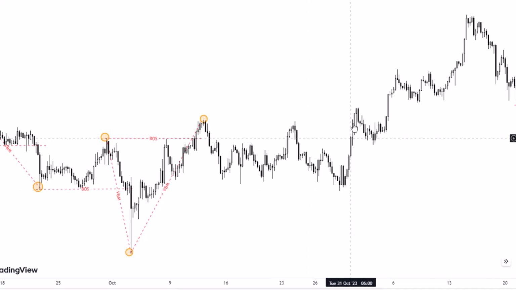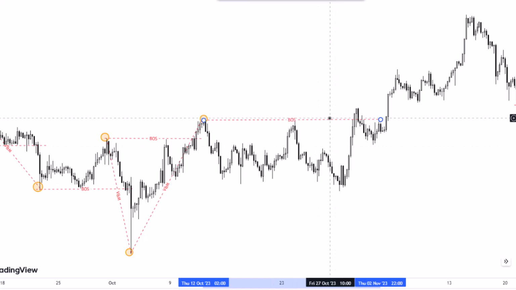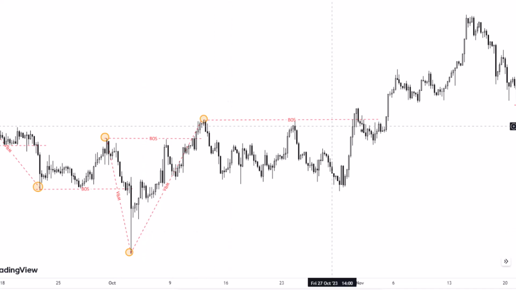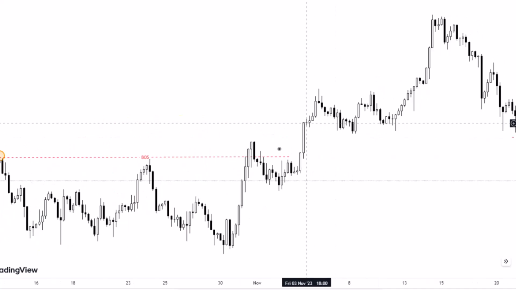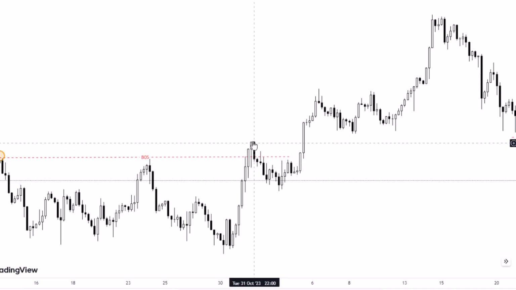Before it finally creates another new structure higher than this high. Let's mark this. So at this point in time, price has already broke structure. Why? Simply because the 4-hour candle closes above the previous structure which was created. Watch carefully. You see that 4-hour candle, you see how it closes above our previous structure. Hence, we can say a structure has been broken.